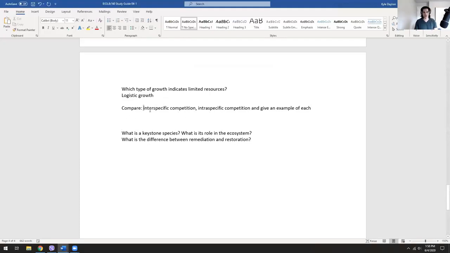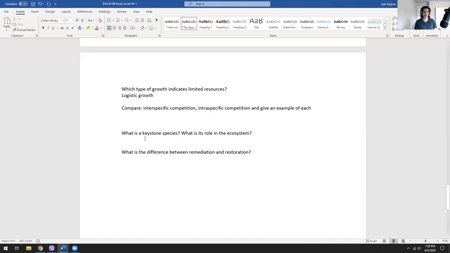So inter, think internet, think species interacting with many other species, so that'd be interspecific. Intra would be competition within one's own species. So interspecific is competition between other species, so the hare and the lynx have interspecific competition. And let's say the lynxes are competing amongst themselves to consume the hares. That would be intraspecific competition.